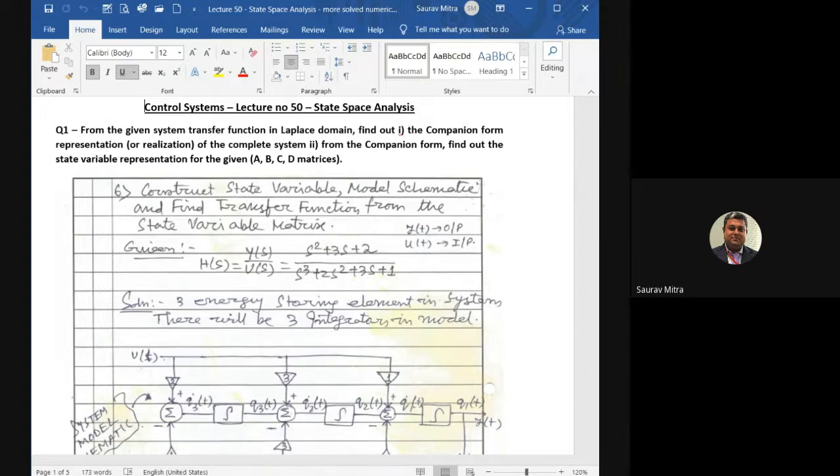So we showed that whatever differential equation is given initially, from there we found the transfer function. After the transfer function, we found the companion form, then again the ABCD matrix. And from this ABCD matrix, we used the formula C into (sI minus A) inverse into B plus D, and we found the transfer function. That transfer function and the initial transfer function were the same. So these were the numericals we had seen yesterday.